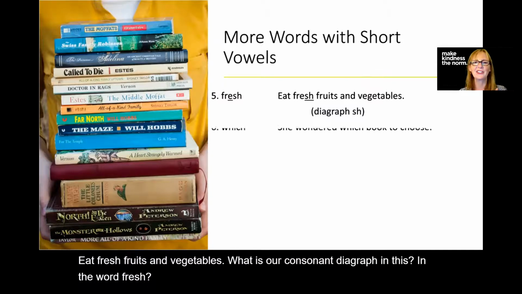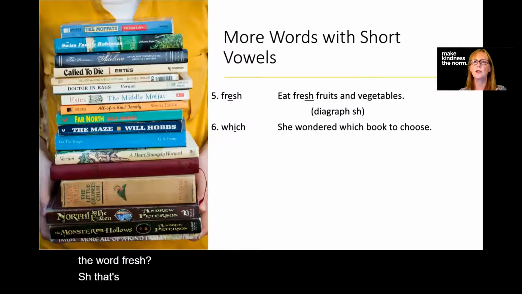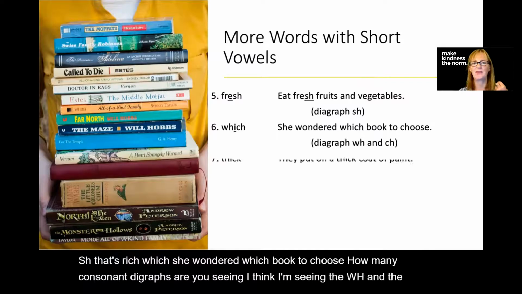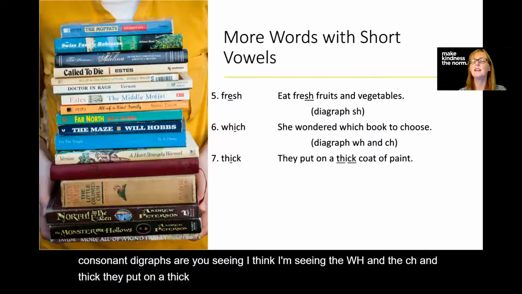Shh, that's right. Which, she wondered which book to choose. How many consonant digraphs are you seeing? I think I'm seeing the WH and the CH and ch. Thick, they put on a thick coat of paint. Again, we are seeing two consonant digraphs.